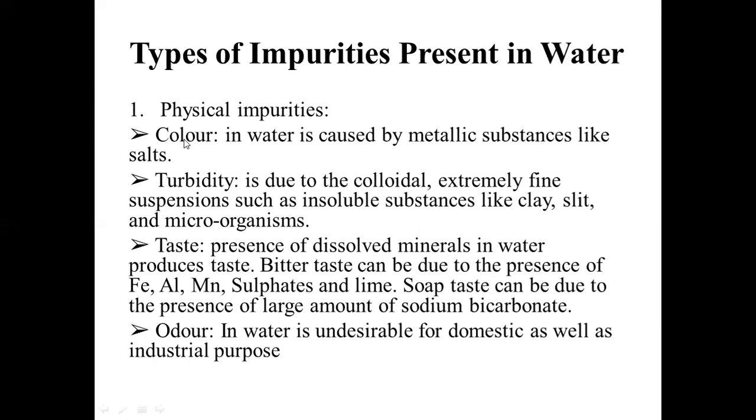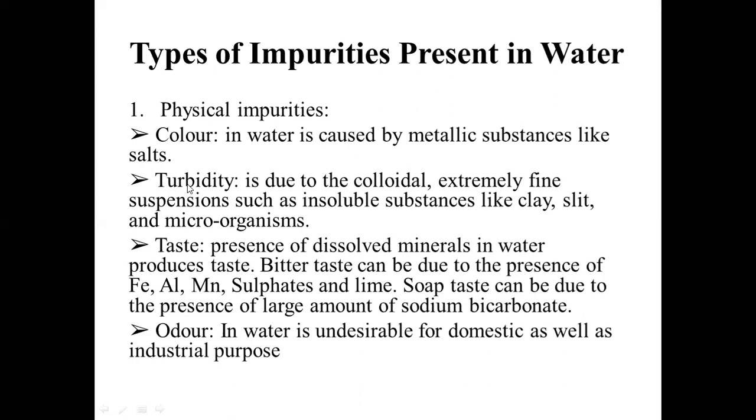How is color responsible as a physical impurity? Color is caused by the presence of metallic substances, like various kinds of salts present in water, and these salts are responsible for the physical impurity, which is the color of the water. It's causing unnecessary color. Chromium and manganese might cause unnecessary color in water, and this unnecessary color is a part of physical impurity.